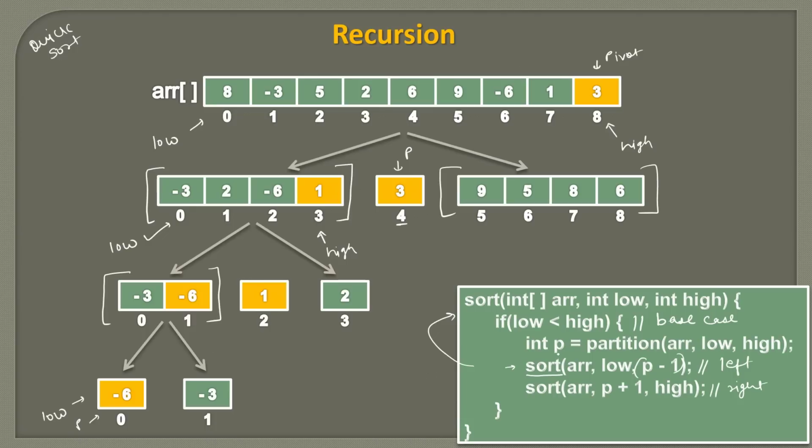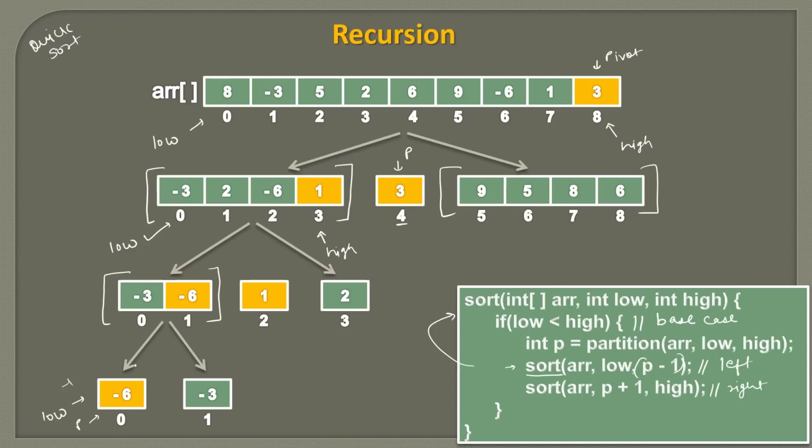So after we get the pivot index, we will again call sort on this one element. We will try to sort its left part from p-1. So p is at 0 index. If we do p-1, it will go -1.